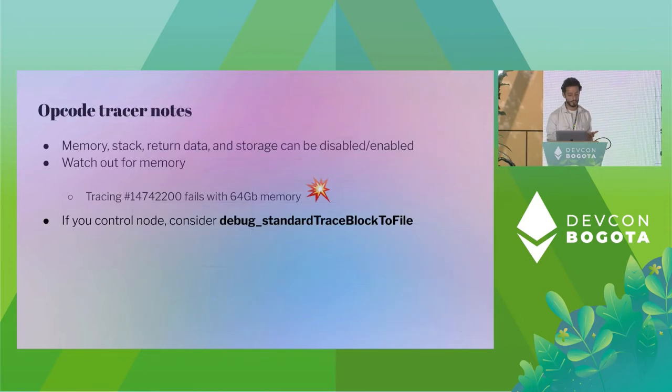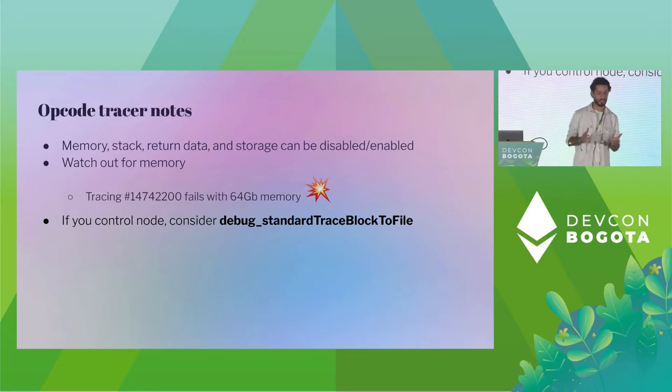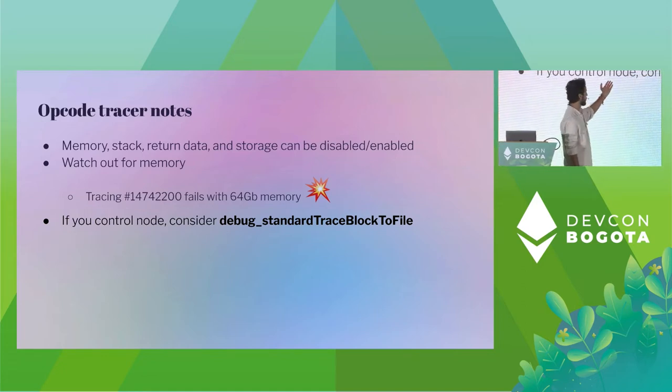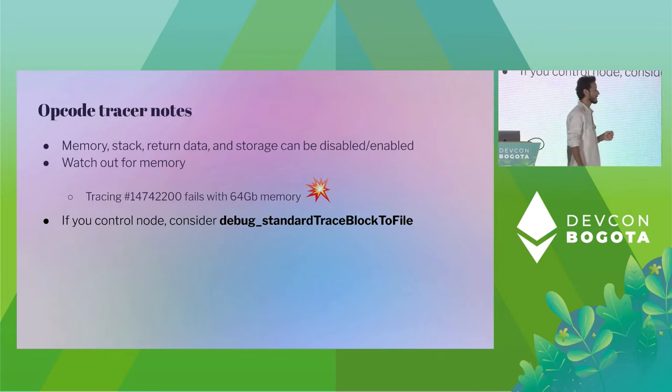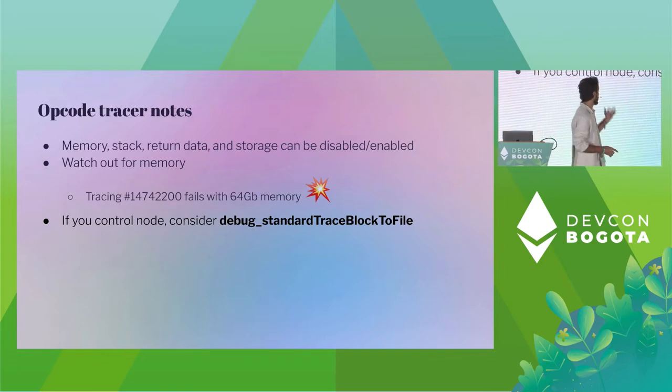But please note that if you want to use this tracer, there are some things to note. As I said, memory, stack, storage, and return data are dynamic values, and they can grow large, especially memory. You have to watch out for memory, because mainnet transactions these days are very heavy. If you have memory enabled, it can kill the node, basically. One of our users reported that they tried to trace a block on a server with 64 gigabytes of memory, and it crashed. Because of this, the tracer accepts options to disable all these features. All of the ones that you will see in this list can be disabled. Some of them are enabled by default, some are not, but you can toggle all of them.